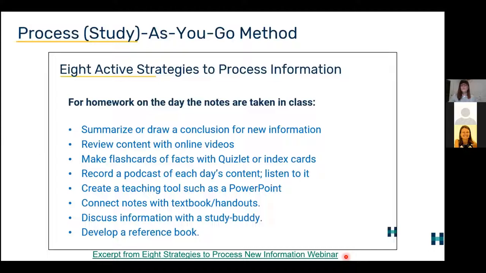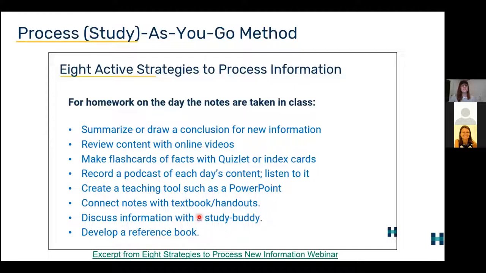to do so with the link that's in the chat, or go to hillcenter.org under Community Ed Series, and you will be able to find the video for that webinar as well. But these are some of the things that we went over last time: summarizing conclusions, reviewing with online videos, making flashcards, recording a podcast, creating a teaching tool such as a PowerPoint, connecting notes, discussing information with a study buddy.